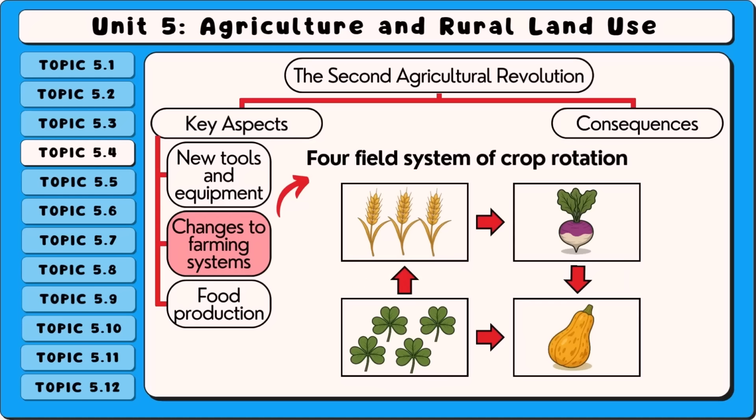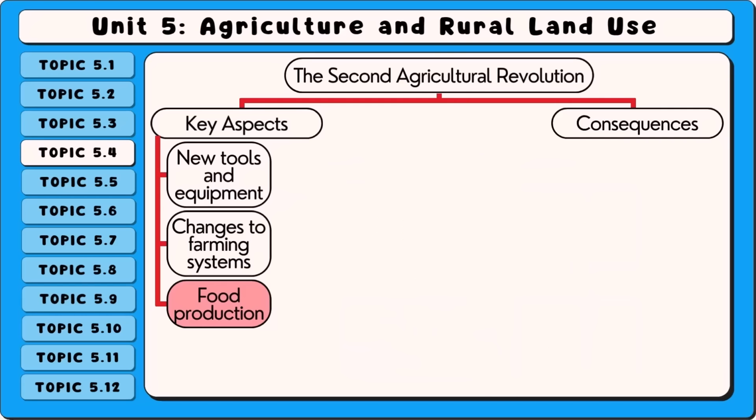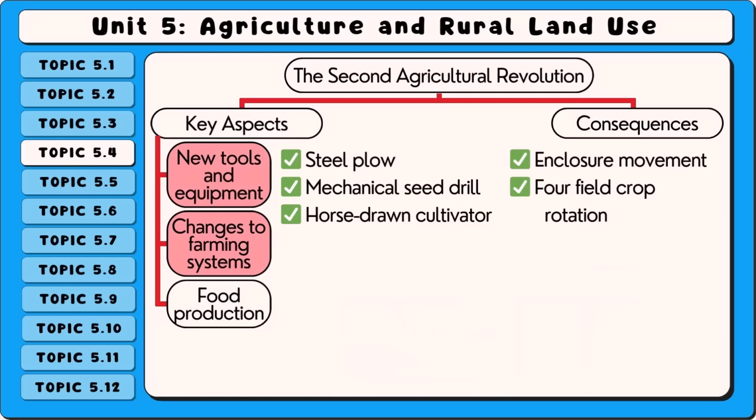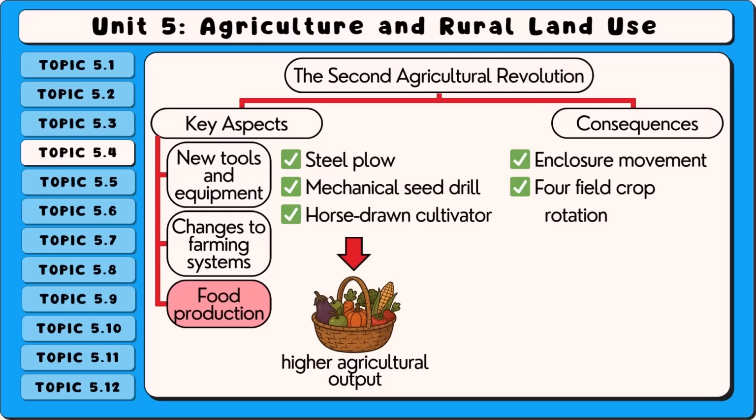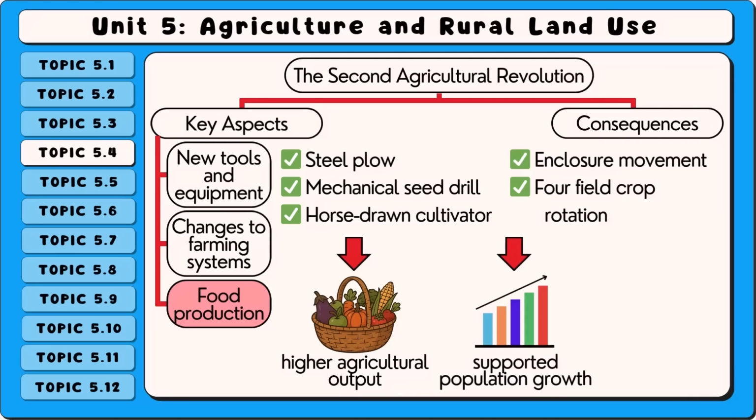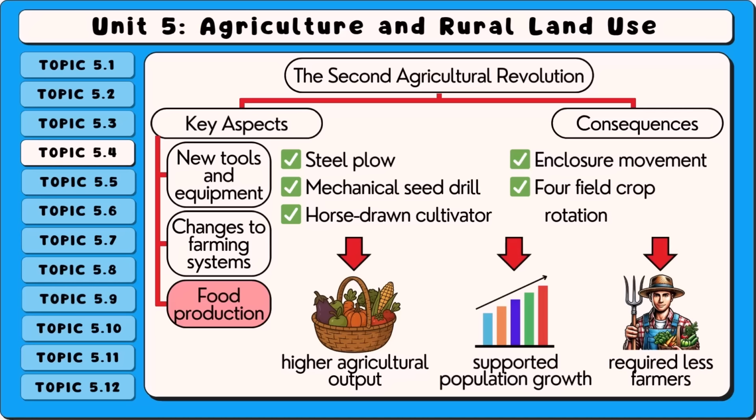In this system, farmers seasonally rotated crops around 4 fields. They selected crops that would regenerate the fields from the previous crop. This helped keep soil fertile year-round, reduced the need to leave land fallow, meaning unused, and ensured it was always in use. The third aspect is the increase in food production. Together, these innovations led to higher agricultural output.